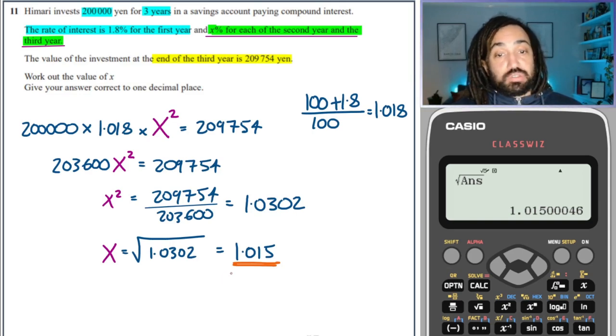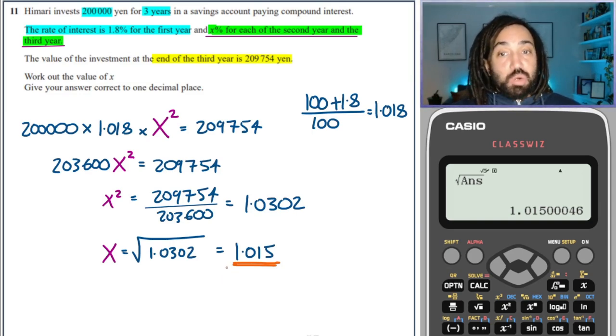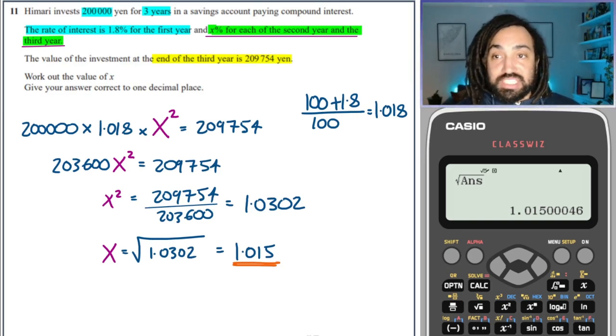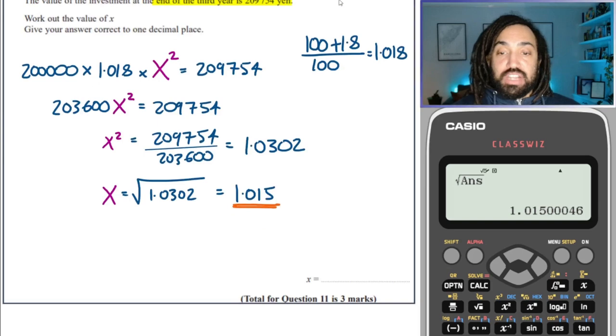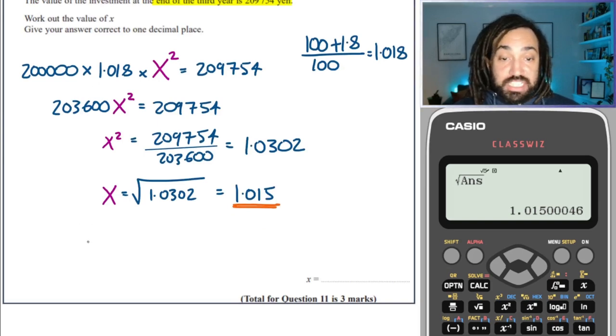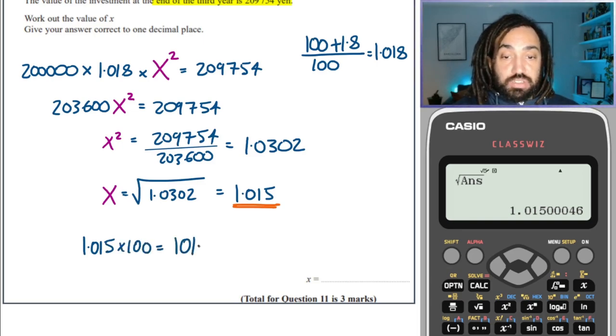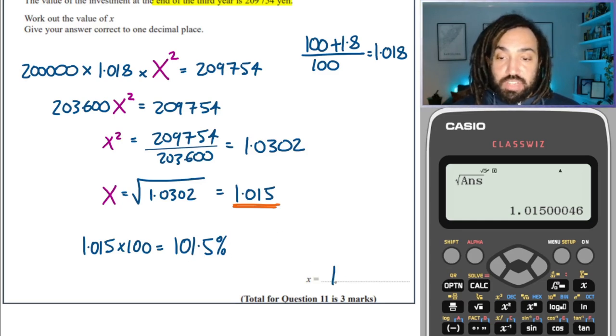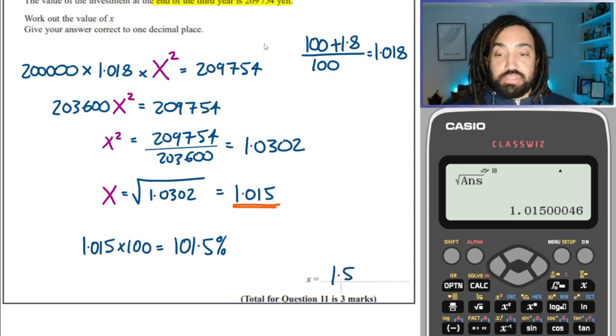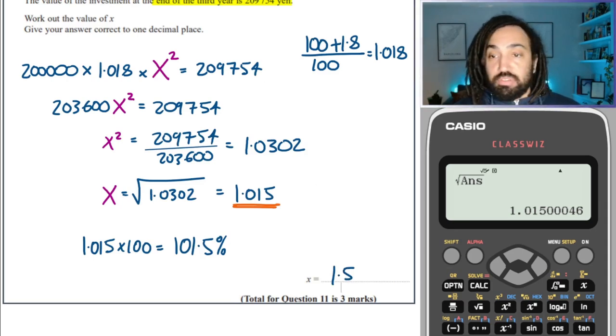And that's not the end of the story though, because that's capital X, which was our multiplier. It is not the actual percentage increase, which is what we're looking for. So if that's our decimal multiplier, if I times that by 100, that tells me the percentage, which is going to be 101.5%. So if we started off with 100%, and we've now got 101.5%, we must have increased by 1.5%. So therefore X is 1.5.